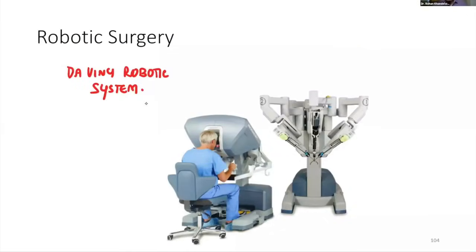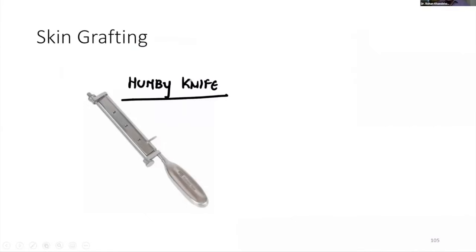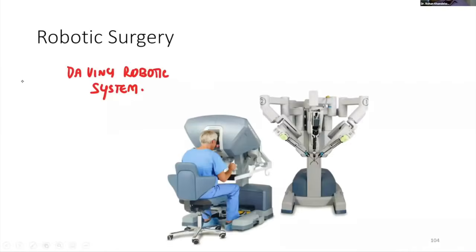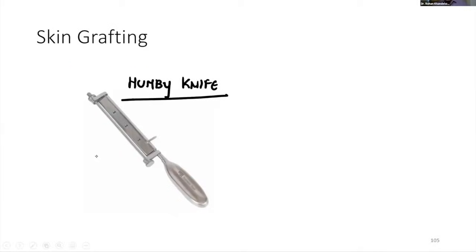Very important for your exam is robotic surgery, and this is the Da Vinci robotic system which is being used these days. This question has also been asked in your exam. The Da Vinci robotic system is being used. So this is a Da Vinci robotic system for robotic surgery. And this is the system, robotic system, which we are using. You should remember the name Da Vinci robotic system.